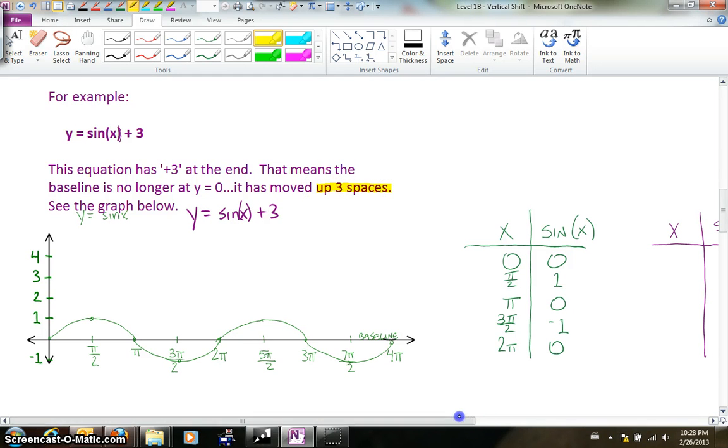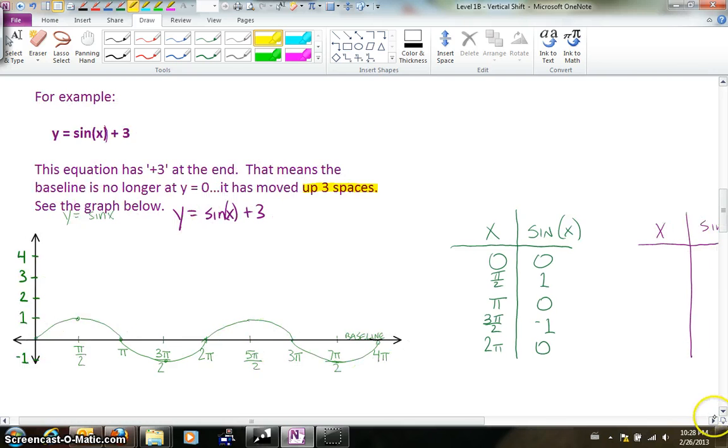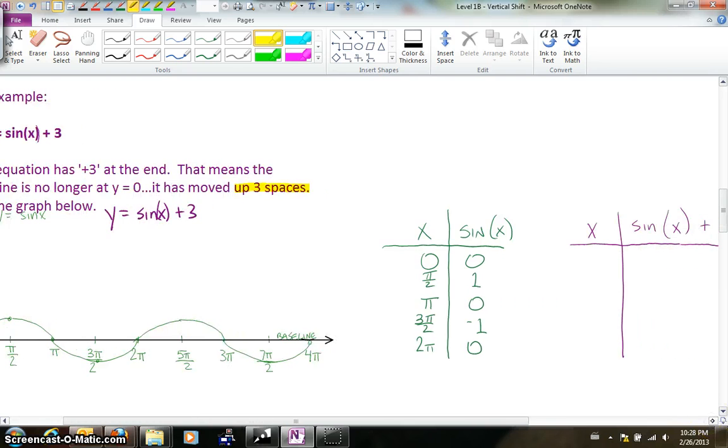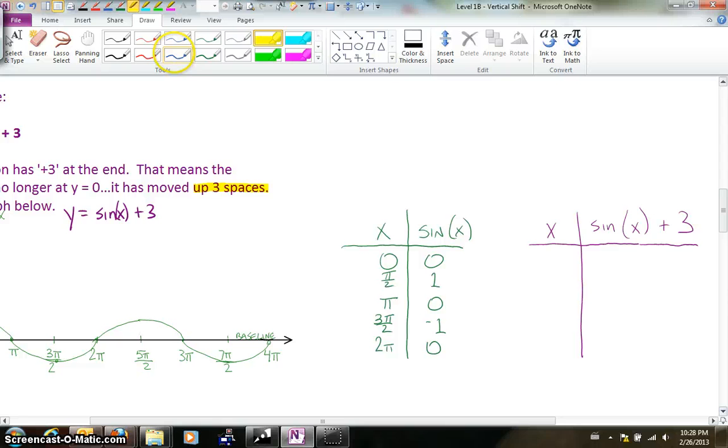We'll look at that visually in a second, but first let's do it on our chart. If we're going to move a function up 3, that doesn't change anything about our x-coordinates. Moving something up doesn't change the x-coordinates, because x-coordinates measure left and right movement. So we're going to add 3 to all of our y-coordinates.